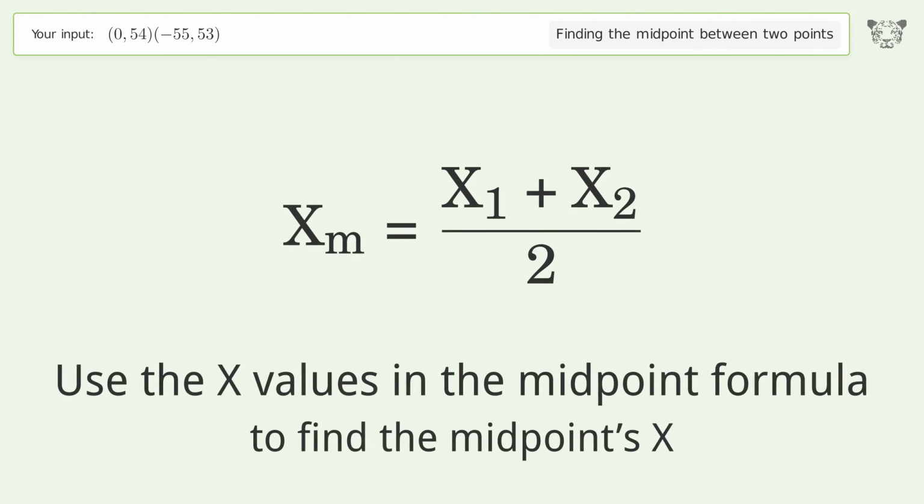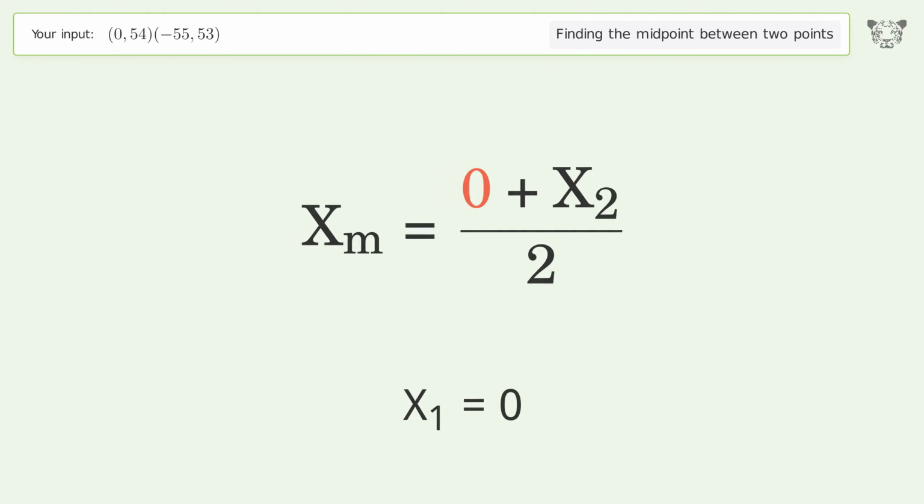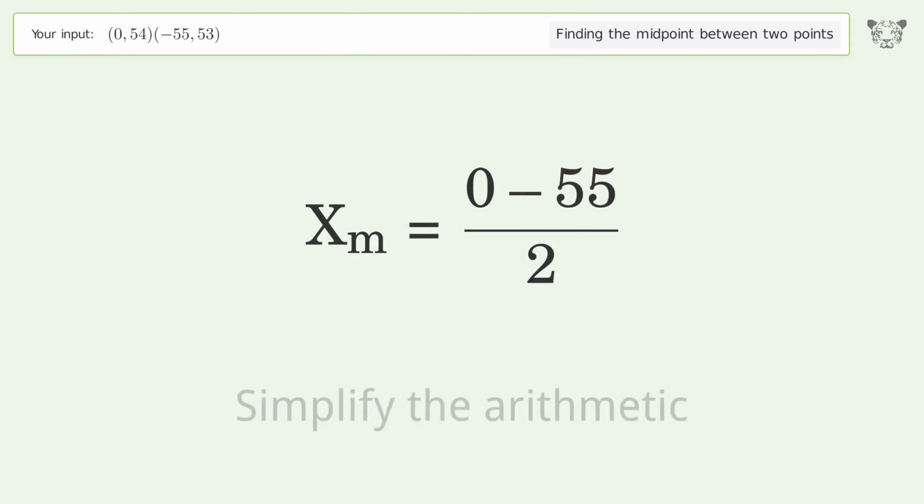Use the x values in the midpoint formula to find the midpoint's x. x1 equals 0. x2 equals negative 55. Simplify the arithmetic.